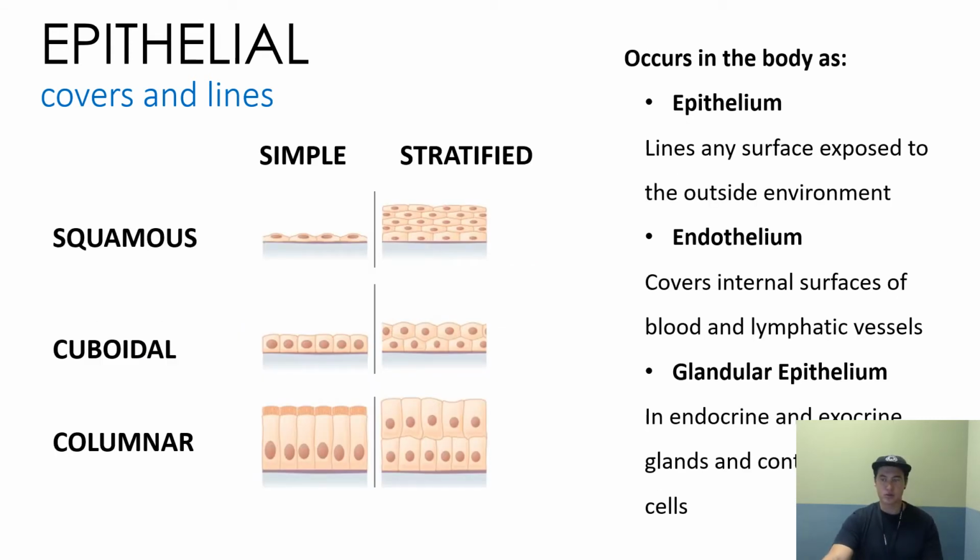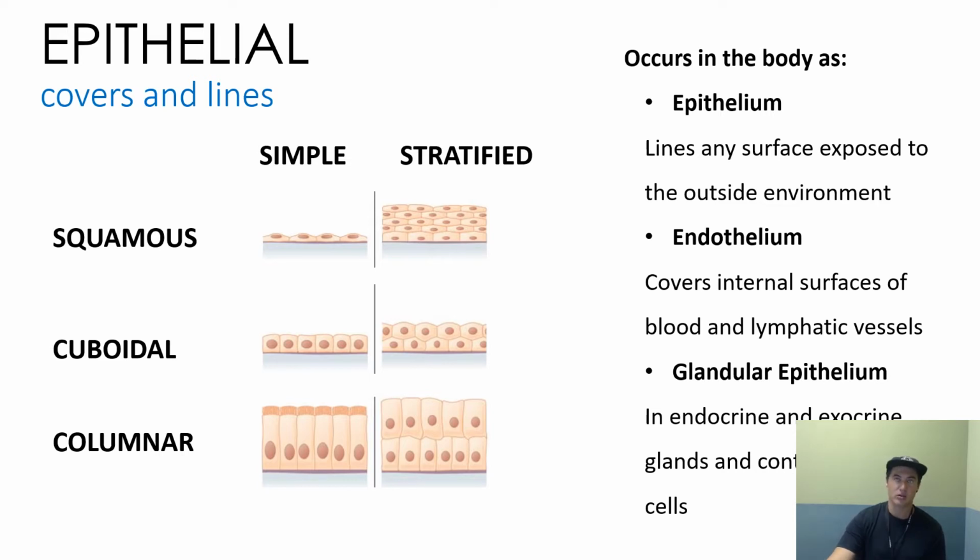Now we can also describe the cells of epithelial tissue based on their shapes. Similar to the skeletal system and classifying bones and shapes, these ones are quite simple. Squamous, think squashed, so they're flat, think like a pancake. Squamous, flat. Cuboidal, square or cube-shaped cells, and then columnar are really, really long.